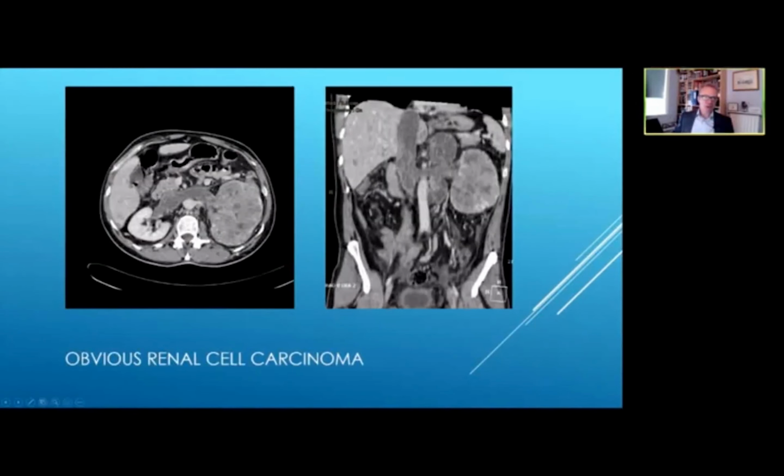Things like this, obvious renal cell carcinomas with tumour thrombus going into the IVC, going all the way up into the gonadal vein and the adrenal vein. You don't need a pre and post contrast scan for these. These are barn door cases. There's nothing subtle about them.